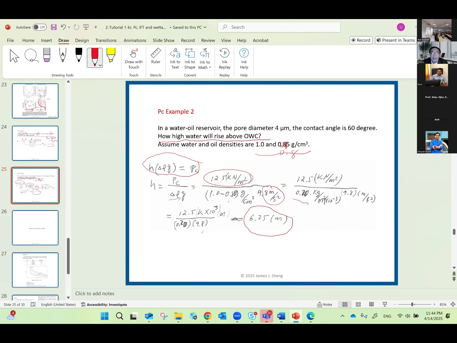So what do you say? From these two examples, you can see that if the pore diameter is 4 micrometers, the water column is about 6 meters. So I plan to introduce these fundamental parameters, because the fundamental parameters we have discussed so far will be used in the next day's lectures.